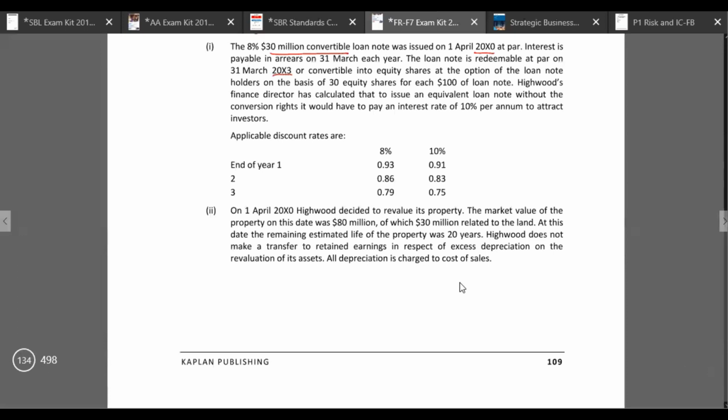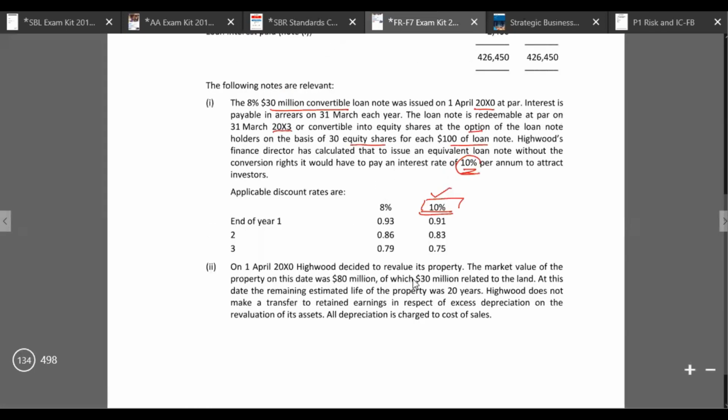Or convertible into equity shares at the option of the loan note holder on the basis of 30 equity shares for each $100 loan note. Highwood's finance director has calculated that to issue an equivalent loan note without the conversion right would have to pay an interest rate of 10%. So the effective rate is 10%. Now, applicable discount rates are, remember, we always take the effective rate. So this is relevant. The examiner will be giving you both.